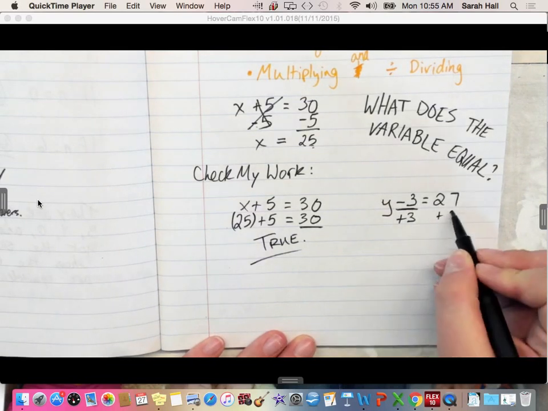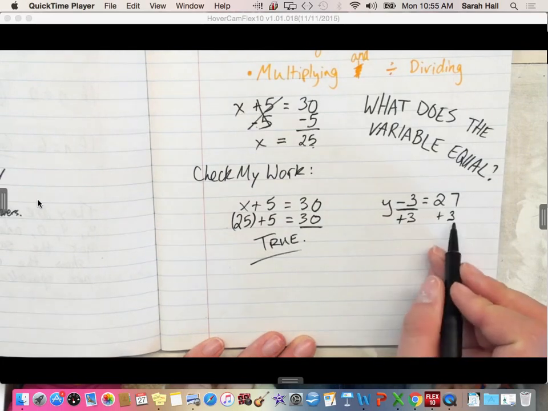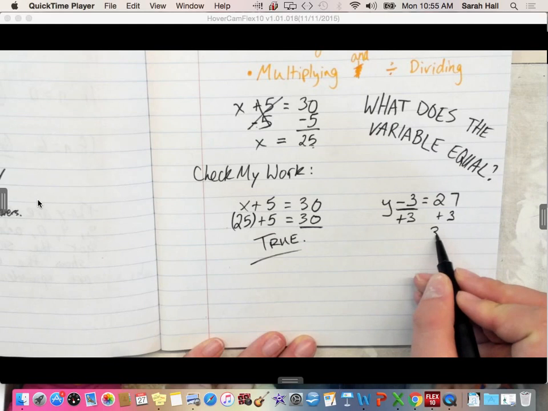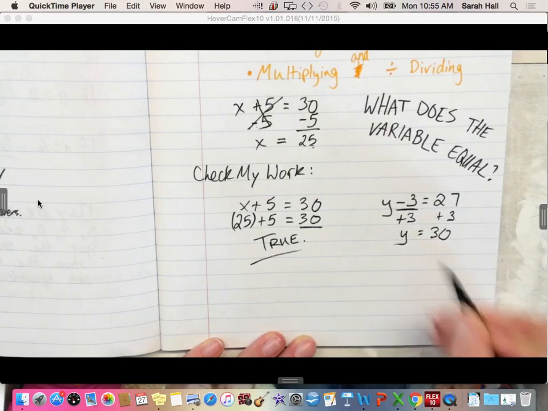So if I add 3 to both sides, remember I have to do the same thing on this side as I do on this side. 27 plus 3 is 30. And then these cancel out, leaving me with y. So I get y equals 30.